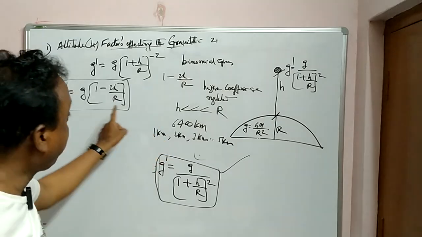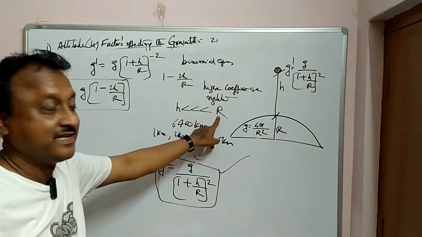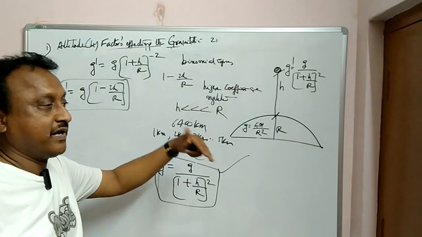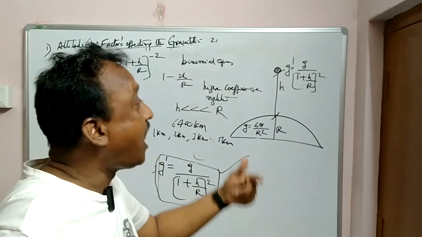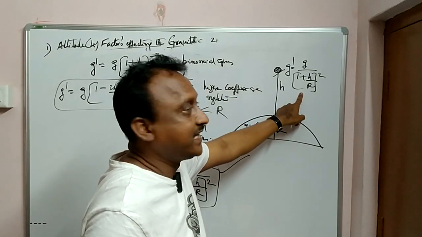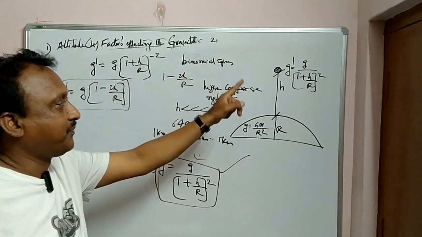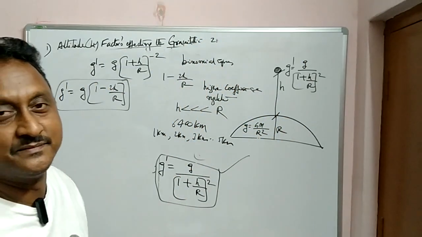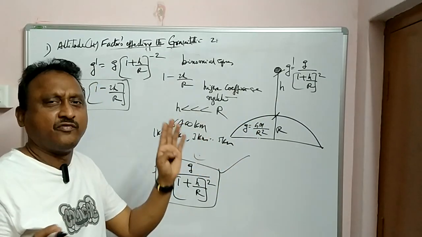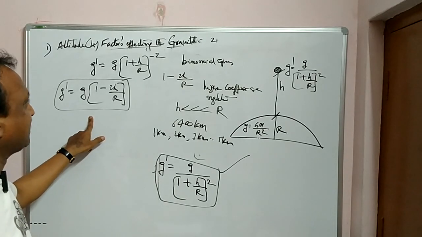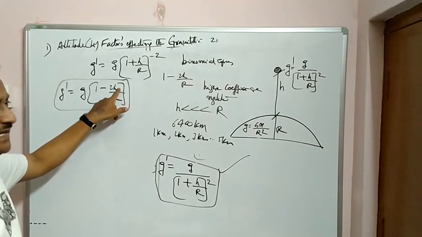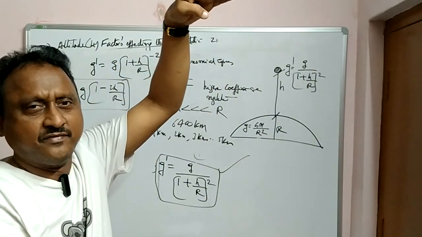So you apply this formula when h is very much less than the radius, like 1 kilometer, 2 kilometers, 3 kilometers, up to 5 kilometers. But when the h value is larger, like half of the radius, you don't apply this formula. Take this formula: g dash is equal to g by 1 plus h by R whole square. Clear? So when the h value is very small, 1, 2, 3, 4 up to 5 kilometers, you can go with this binomial expression formula, that is g dash is equal to g into 1 minus 2h by R. R is the radius, and h is the height of the body placed above the Earth's surface.